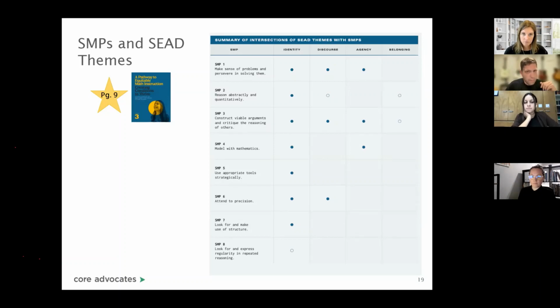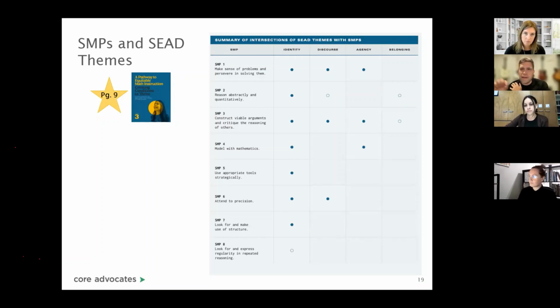So we see that that's a very strong connection between an SEAD theme and a standard for math practice. On the other end of the spectrum, you might look at belonging all the way on the right and see that it is not as represented. I think some of these SEAD themes are quite challenging to address in the standards for math practices, and I think belonging might be one of the most challenging.